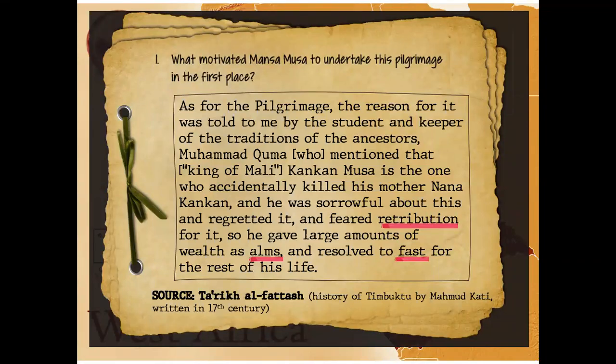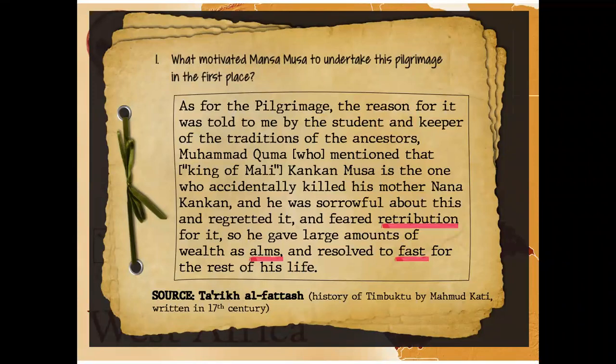All right, let's break that down for a second and make sure we got the key points from just this passage. So right off the bat, we see, as for the pilgrimage, the reason for it. Although the word order or sentence structure may be kind of unfamiliar in our language, we clearly see that we're about to get information about the reason for the Mansa's pilgrimage. That connects nicely to our question, so we are paying close attention to what follows right after.